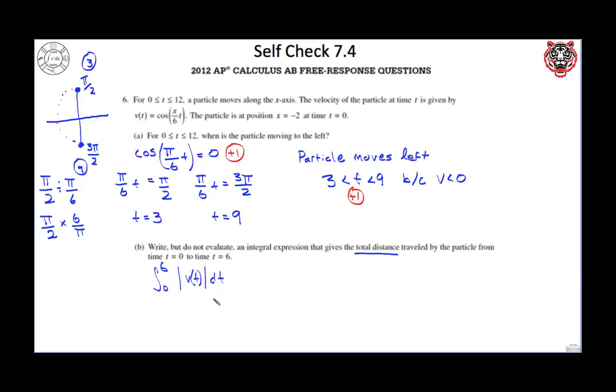That's it? That's it. Wait, what if I put the absolute value of cos of pi over 6? Oh yeah, that's fine too. If you wrote out what v of t actually is, that's fine. So that's just 1 point.